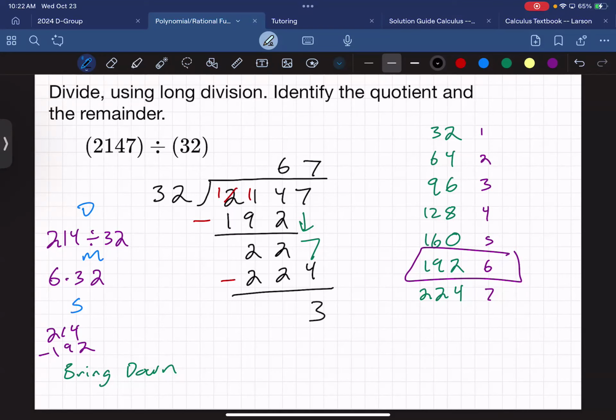Right? Why are we calling that a remainder, though? Nothing else can be brought down. 32 doesn't go into 3, right? The only option here is either call it a remainder or work with decimals. Did I tell us to use decimals? No. So what we need to make sure to do is say, hey, I know that the quotient here is the 67. The remainder is 3. Okay.